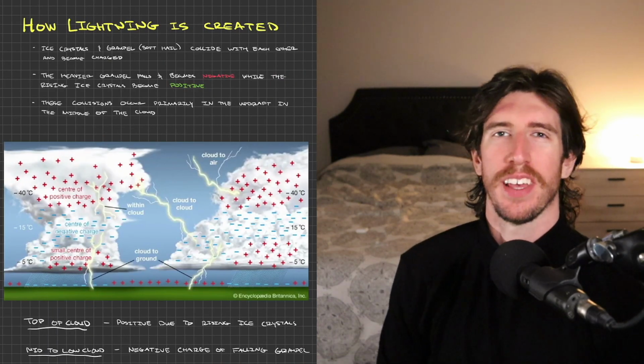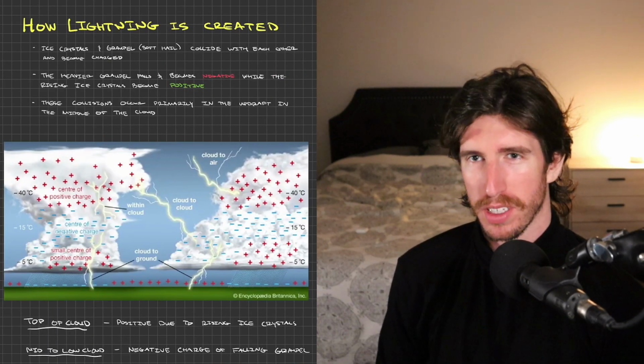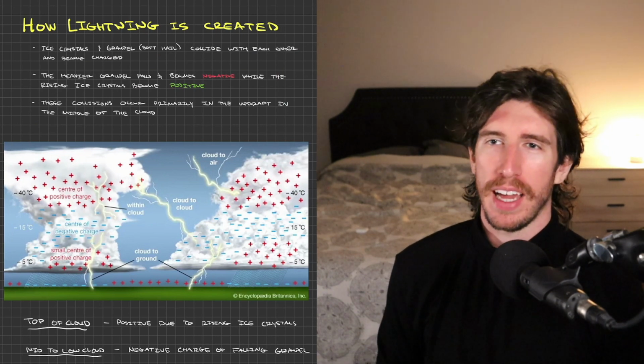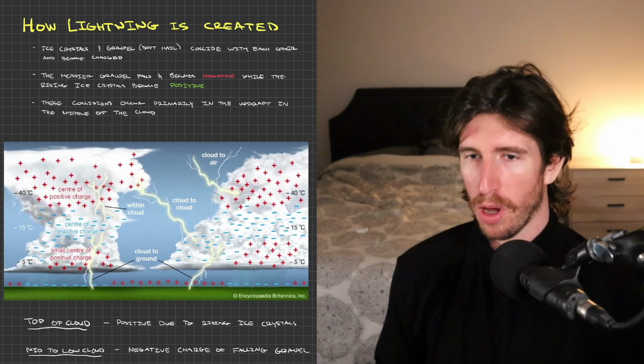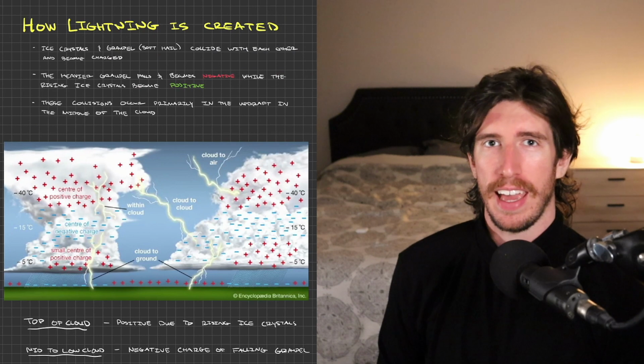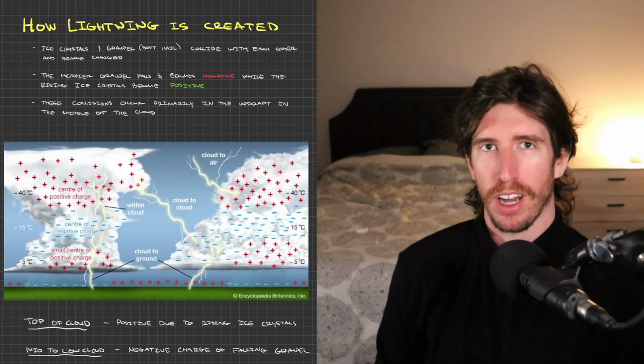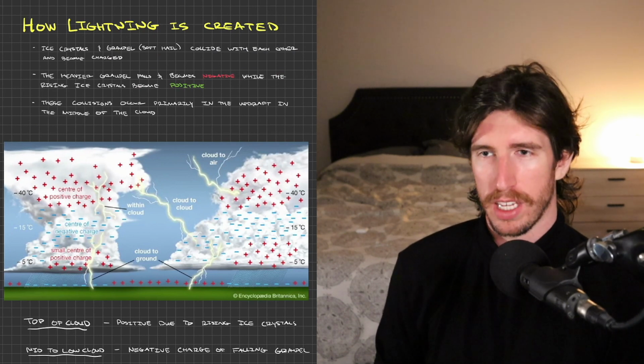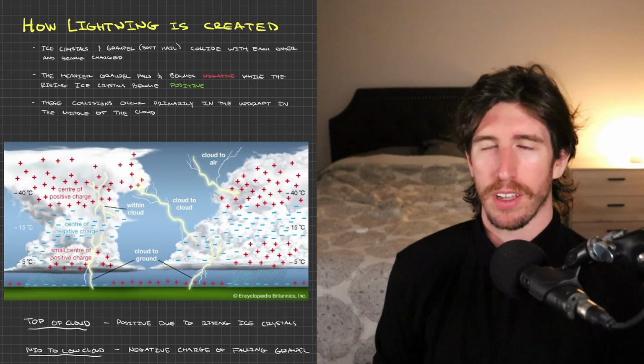So how is lightning created in the first place? Lightning is actually created by the collision between tiny ice crystals and slightly larger, heavier ice crystals or soft hail known as graupel within the cloud itself.